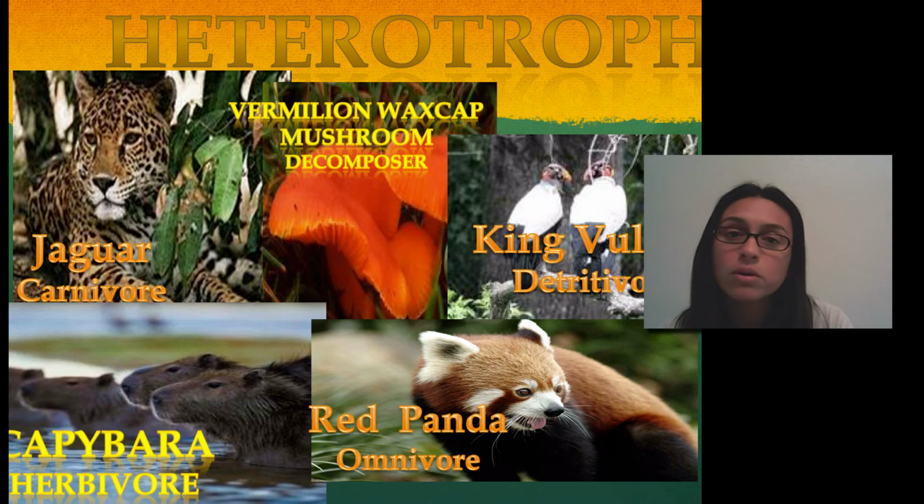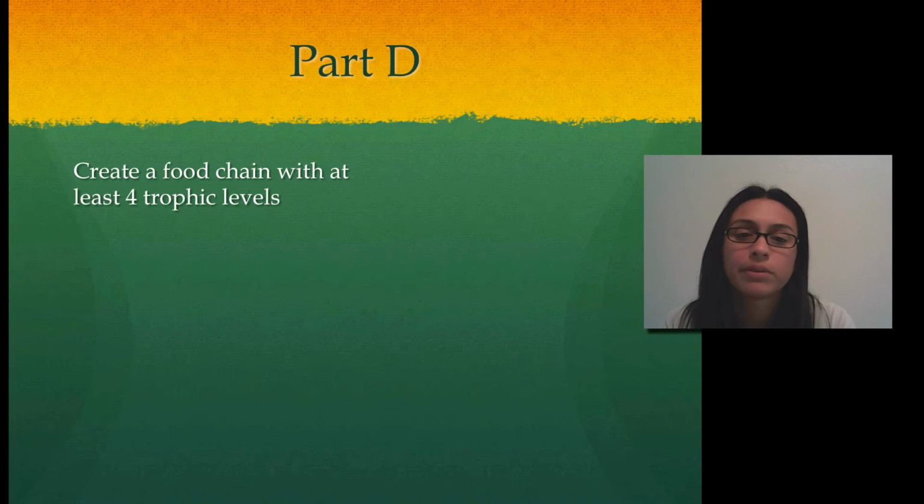For heterotrophs, you choose one of each of the 5 heterotrophs. So you should have a carnivore, a herbivore, omnivore, detritivore, decomposer. Okay? And you're going to name them, say what they are, and also identify what type of heterotroph they are, just like you see here on this slide.